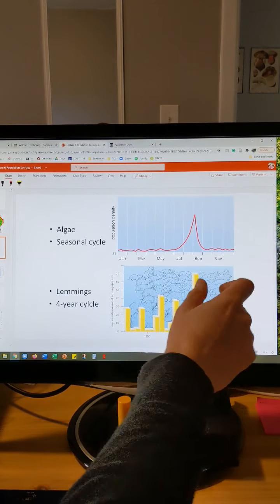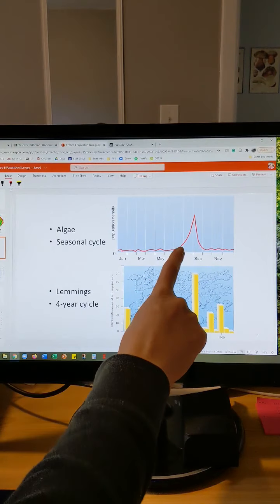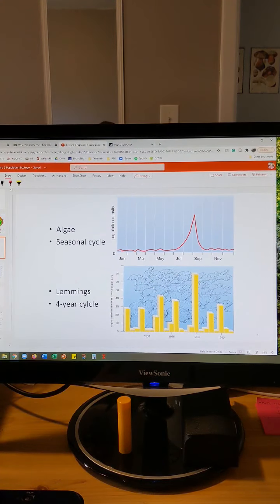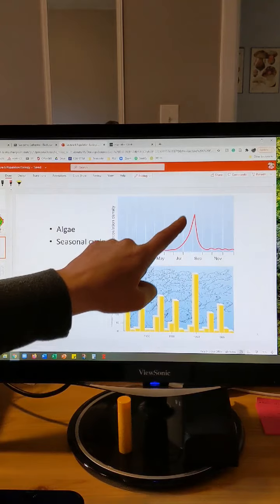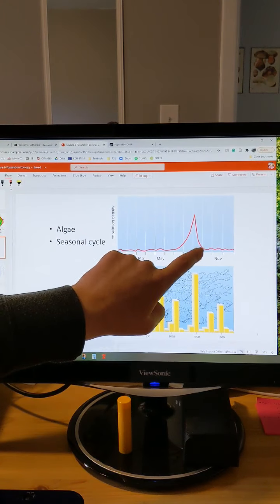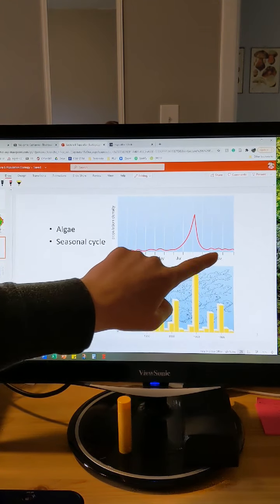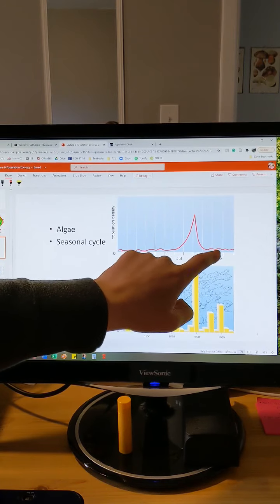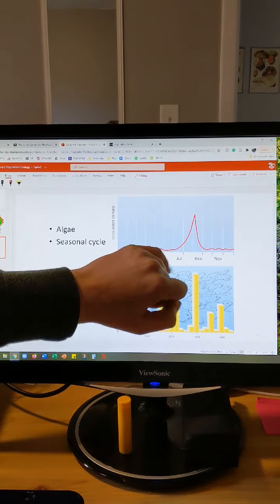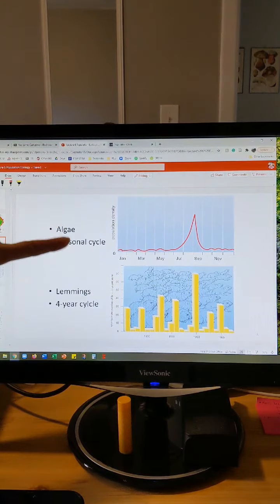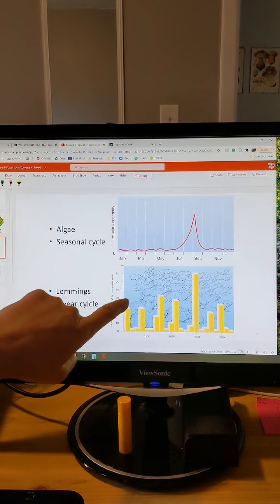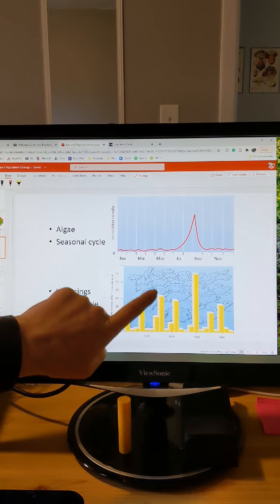So this is every year, there's a seasonal peak. We call this a boom and bust cycle. The population booms and then it goes bust, but it doesn't die out. So your population doesn't go extinct, it just goes back to the lower level, which is more of its equilibrium level. Same thing happens with lemmings, which are like these little rodents you can see in the background.